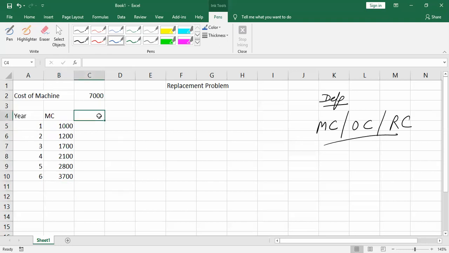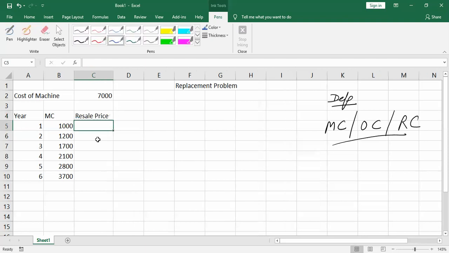Similarly, when we are using this machine, whose cost is 7,000 rupees, there must be depreciation on it. Sometimes we have straight line depreciation. Sometimes we go on the basis of the remaining or actual value of the machine, or we can say the resale price. So suppose the resale price is given, at the end of each year.